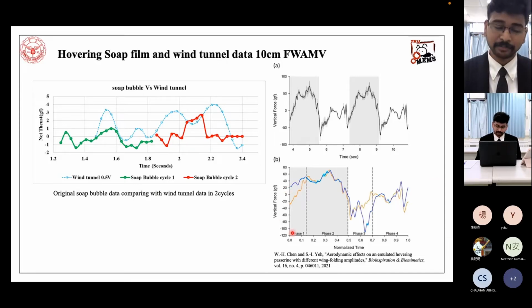The data the professor has obtained is also vertical motion, and my data is also hovering in the vertical direction. Here we can slightly see phase 1, phase 2, phase 3 and phase 4, similar to 4 cycles, where you can see the 2 peaks of thrust. Similarly, my cycle 4 has 2 peaks, which matches my soap film data.